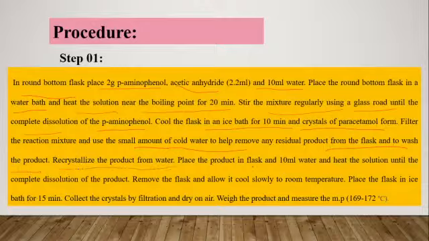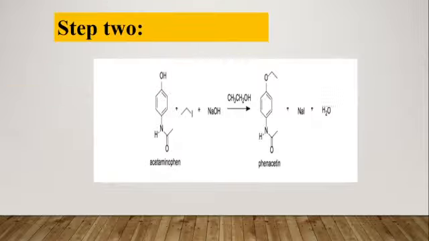Place the product in a flask with 10 ml of water and heat the solution. So we will get the pure form of the product. And after the collection of the crystals from the filtrate, we will dry them in air, then calculate the percentage yield of the product and measure the melting point to check the purity of the compound, which is 169 to 172 degrees Celsius. So this is the first step.